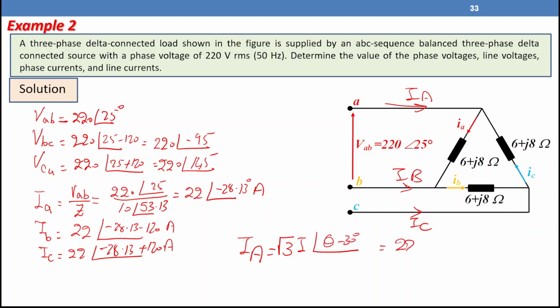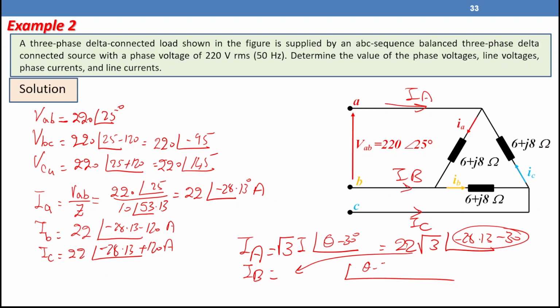So that one will be 22 √3 angle minus 28.13 minus 30. And I capital B will be the same magnitude, but the angle will be theta minus 30 degrees minus 120. I capital C will be the same magnitude, but theta minus 30 degrees plus 120.